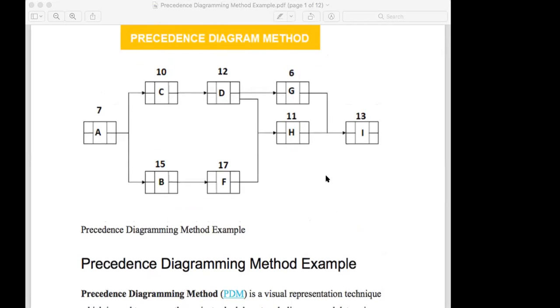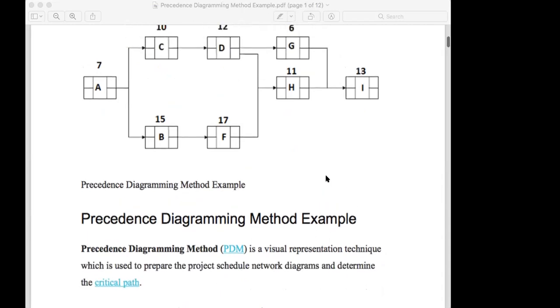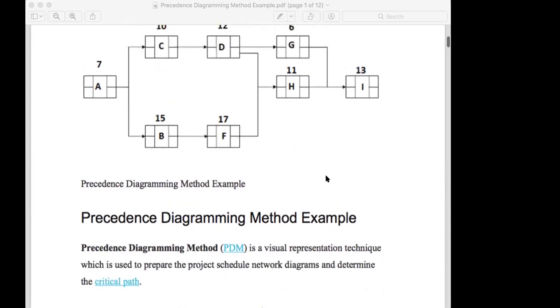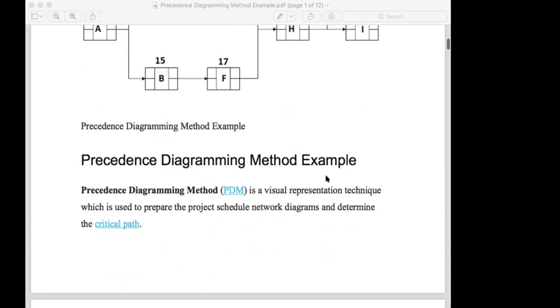So the best thing is to understand this. How do you get the time? How do you add the time? What is the early start? What is the early finish? What is the late start, late finish? Those things you have to understand. That's all. Only understanding, and you will have simple questions.